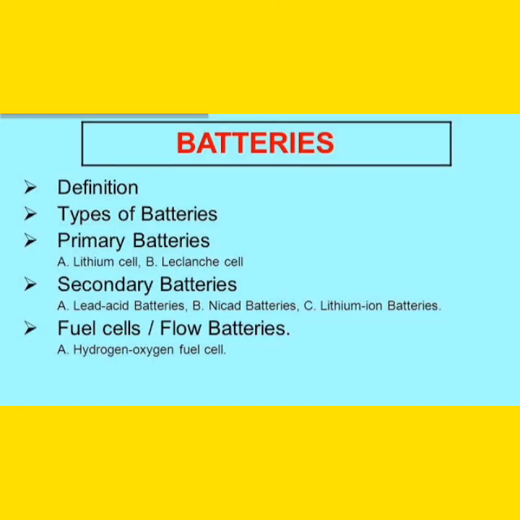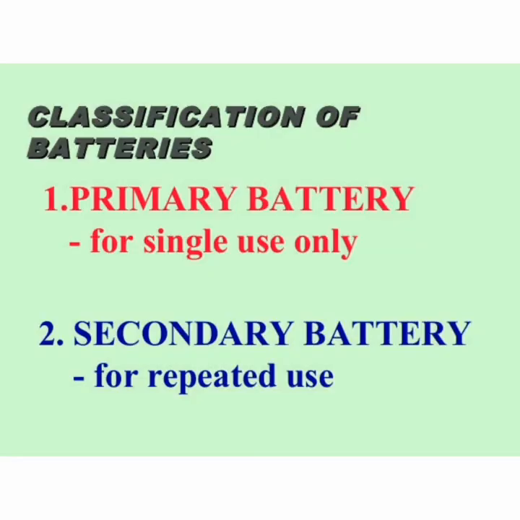Okay. Next is the batteries. Batteries are arrangements of 2 or more galvanic cells. These are mainly 2 types, the primary and secondary. Okay, what is the primary? For example, the primary is the dry cell.